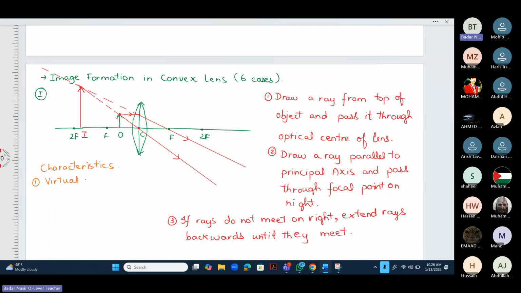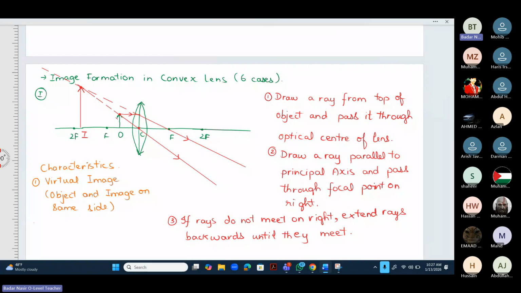Why is it a virtual image? Because object and image on same side. ठीक है, ऑब्जेक्ट भी लेफ्ट साइड पे है लेंस के, इमेज भी लेफ्ट पे है लेंस के. ऑब्जेक्ट एंड इमेज ऑन सेम साइड. अगर ऑब्जेक्ट लेफ्ट पे होता एंड द इमेज was on the right, then it would have been a real image.